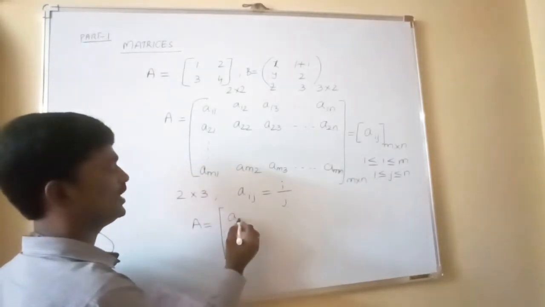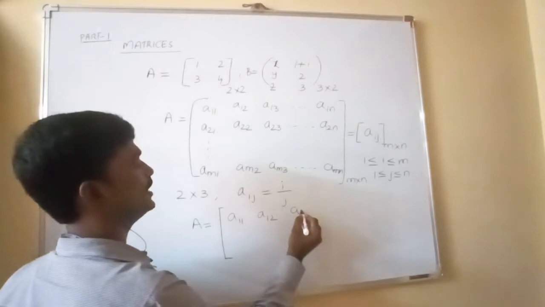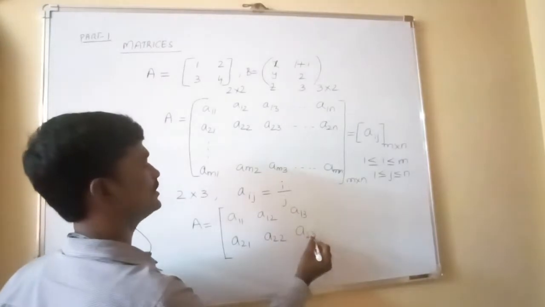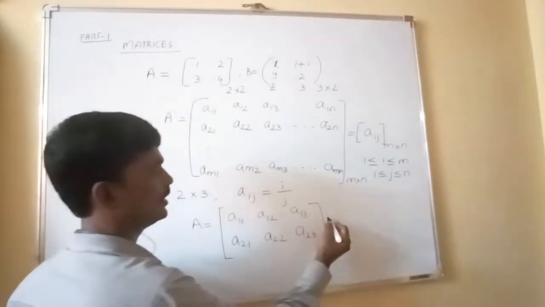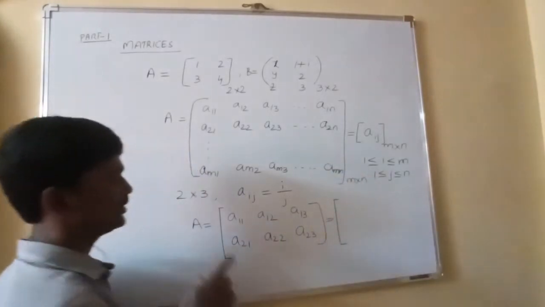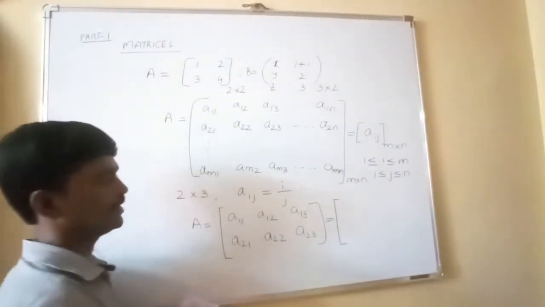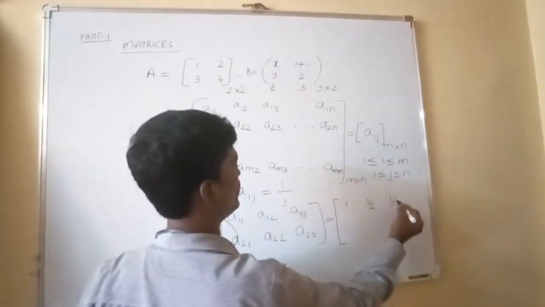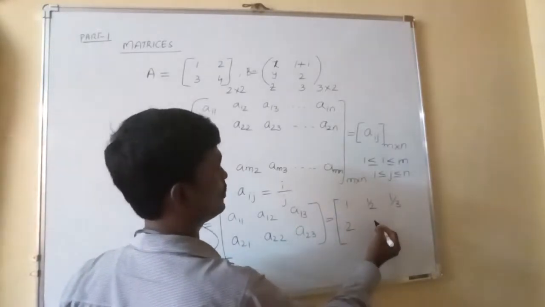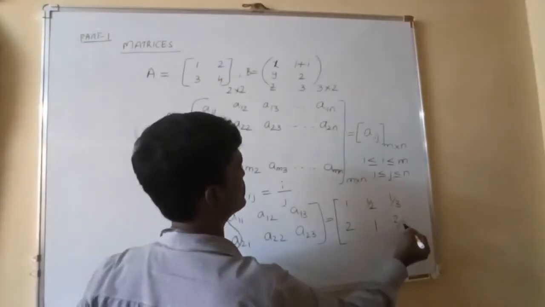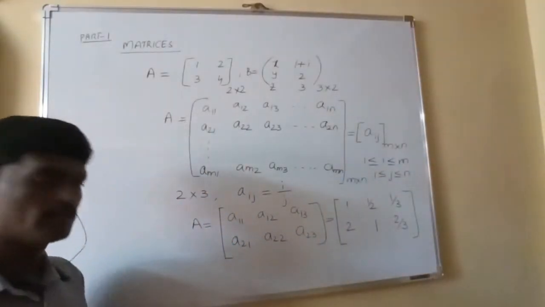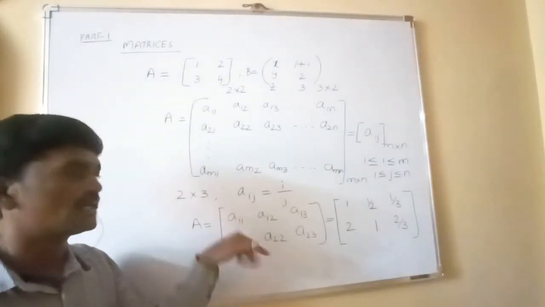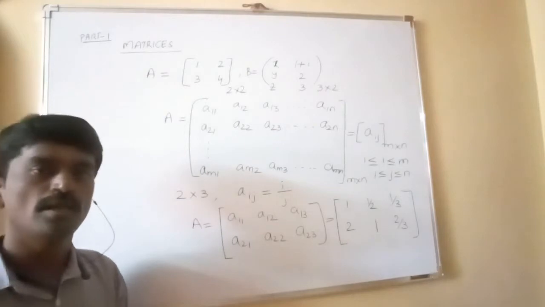Then the elements are a11, a12, a13, a21, a22, a23. See here, 2 rows, 3 columns. What will be a11? The i value is 1, the j value is 1, so 1 by 1 is 1. a12 is 1 by 2, a13 is 1 by 3, a21 is 2 by 1, which is 2, a22 is 2 by 2, which is 1, and a23 is 2 by 3. Here aij is the general element that is given. So using this as a formula, we find all the elements of the matrix.